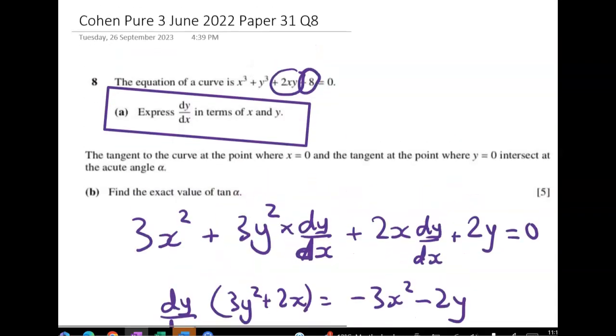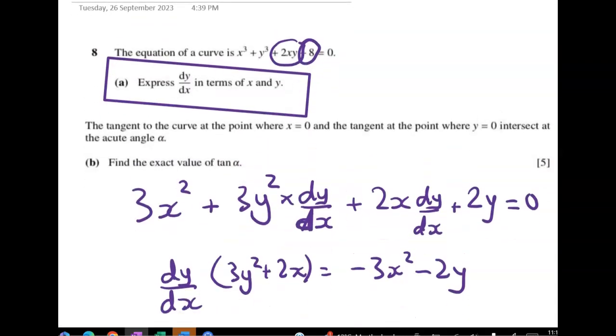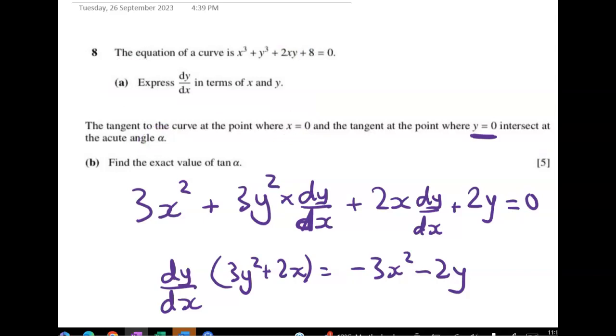Right, now look at the second part of the question. The tangent to the curve at the point where x equals 0 and the tangent at the point where y equals 0 intersect at the acute angle alpha. So we don't have to draw this curve up here, but I think it helps at this point to have a look at what's going on where x is equal to 0 and where y is equal to 0. And if we visualize those two tangent lines, I think this question becomes really, really easy.